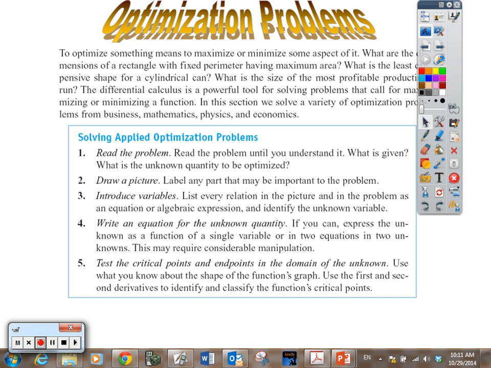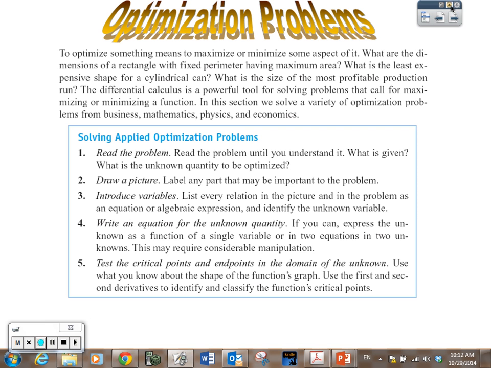Alright guys, let's take a look at today's lesson. Today we're going to be looking at optimization. We'll spend 2 days on it. This is our first day.